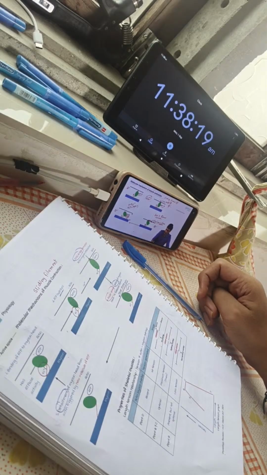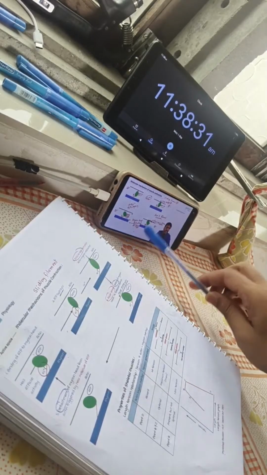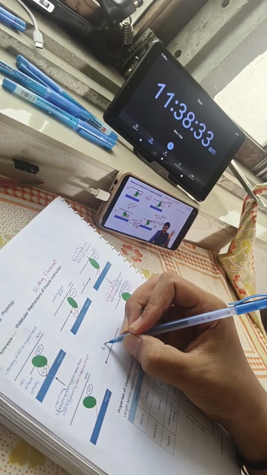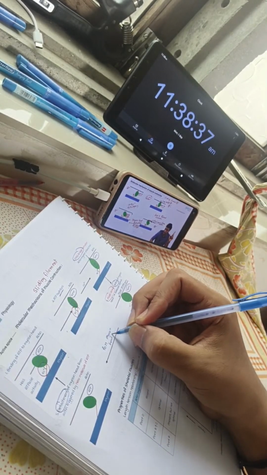Most important point. For myosin head detachment, and to start a new cycle, you need a molecule of ATP. This is the area they always target in INICET. For the cycle to continue again, for this myosin head detachment, see it is detached here. For that, you need a new molecule of ATP.